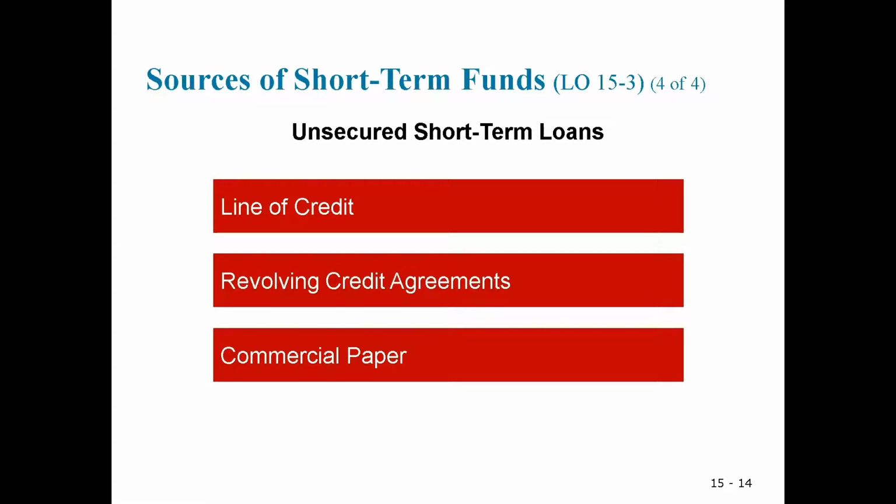1. Lines of credit. This is a standing agreement with a bank to lend a firm a maximum amount of funds on request. 2. Revolving credit agreements. This guaranteed line of credit from a bank requires the firm to pay a commitment fee as well as interest on funds borrowed. 3. Commercial paper. A company can raise short-term funds by selling unsecured notes for less than face value and then repurchasing them at face value up to 270 days later.